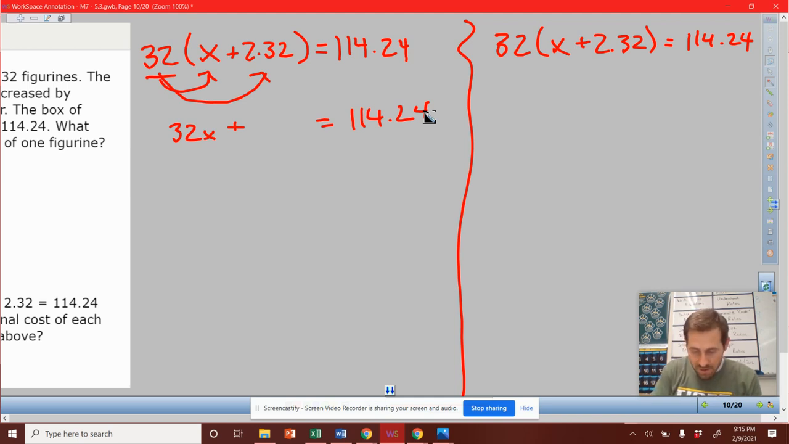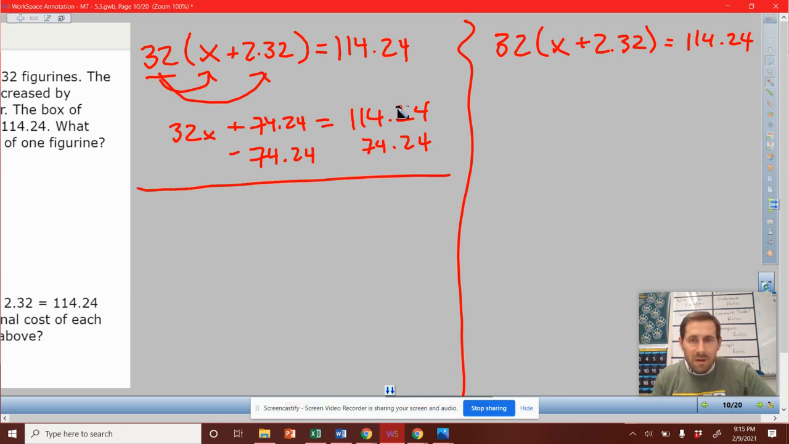We're doing 32 times 2.32, and we get 74.24. So undo this by subtracting the 74.24 first. I know I should know that off the top of my head, but I'm not right now. Okay, I know it's an even number because the 24 cents will subtract each other out. So you get 40. We're going to get 40 over here.